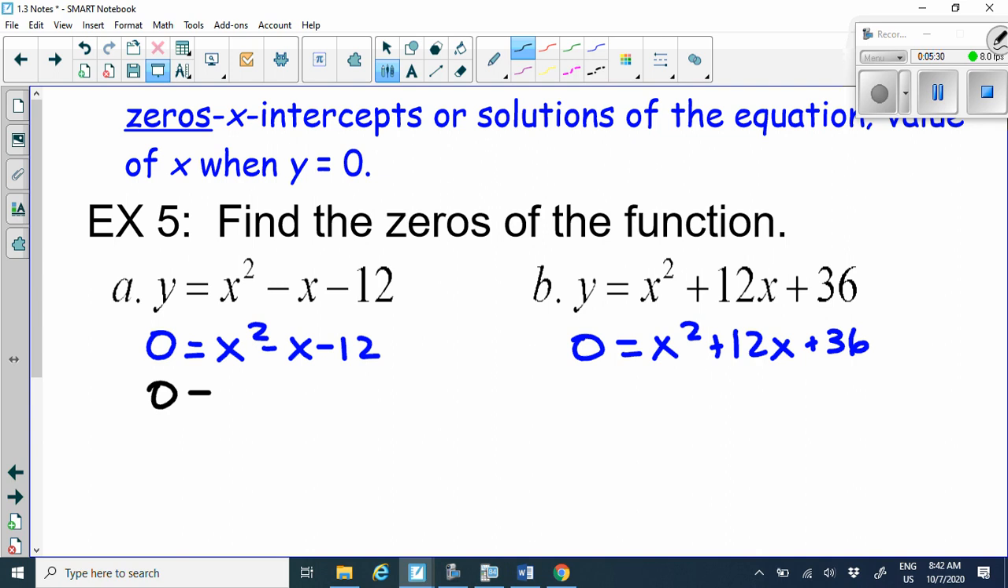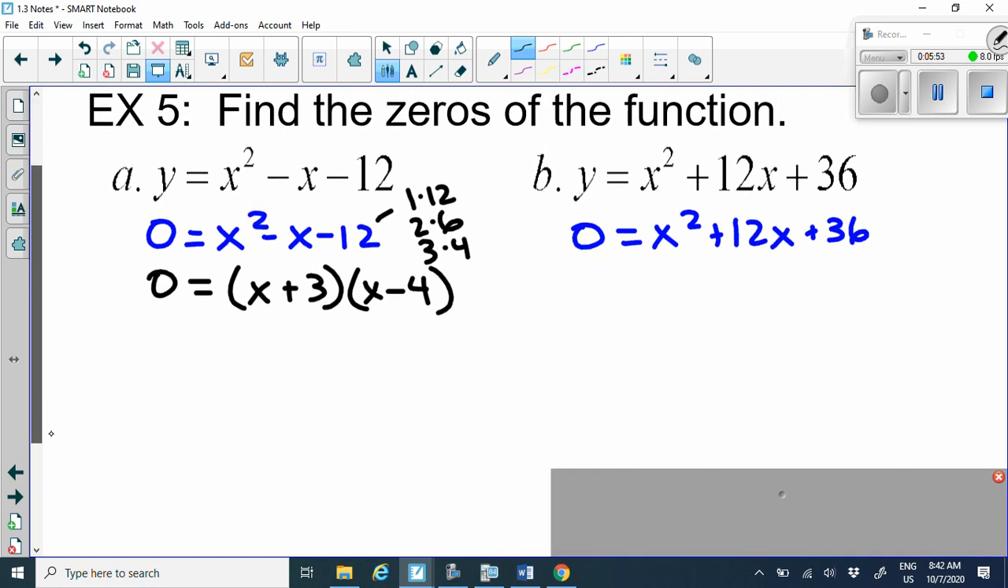So I have 0 equals. So list all the numbers that multiply to 12. We got 1 and 12, 2 and 6, and 3 and 4. Which pair will add up to that negative 1x? That's going to be 3 and 4. So I have x and x, 3 and 4. In order to add up to a negative, my 4 needs to be negative, and my 3 is going to be positive. Now I set each factor equal to 0 and solve.